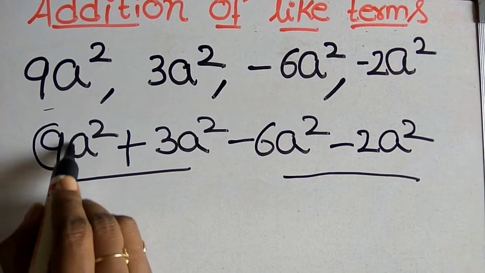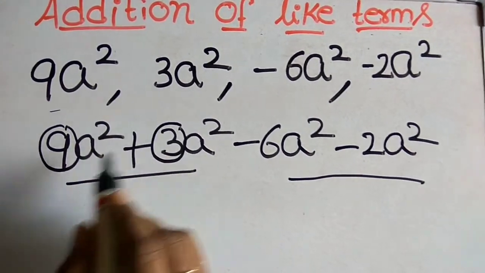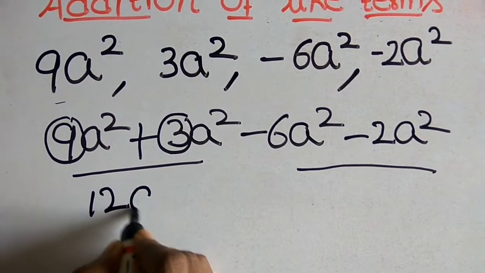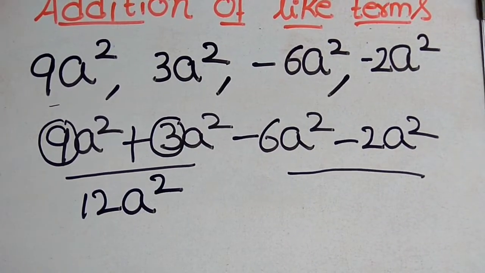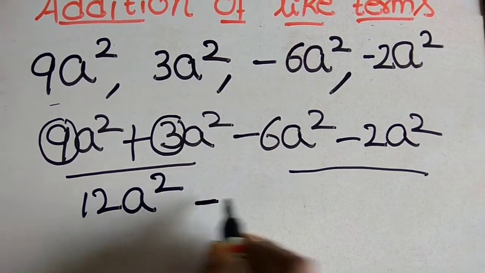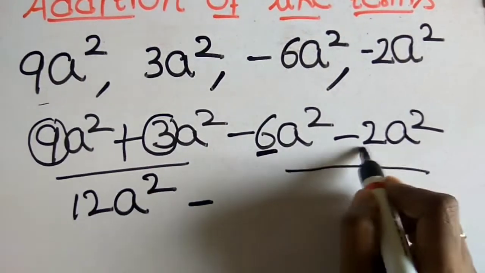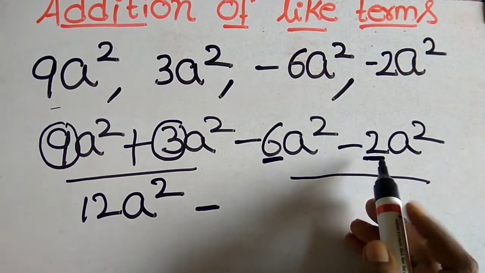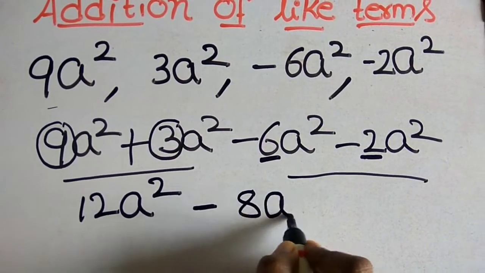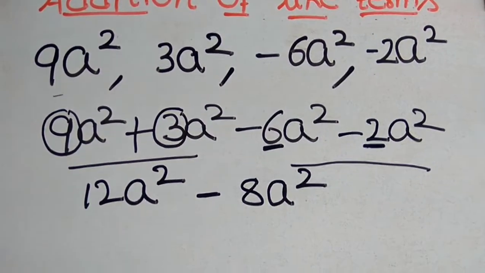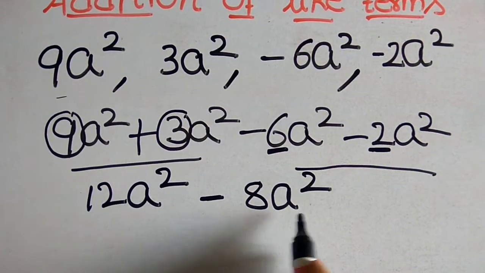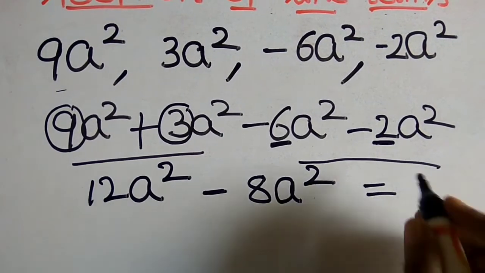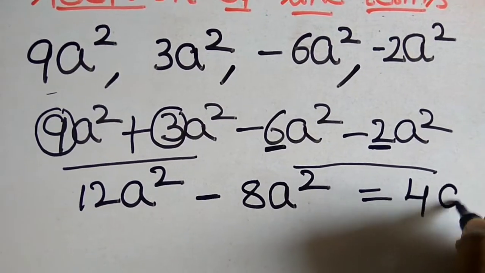So see the numbers. Whenever you are adding, see the numbers first and then go for the variable. So 9 plus 3 gives 12 and get a square down. Next, minus, both are having minus, so get the symbols down. Minus 6 minus 2 gives minus 8 and get the a square down. Next, 12 minus 8 gives 4. That is 4a square.